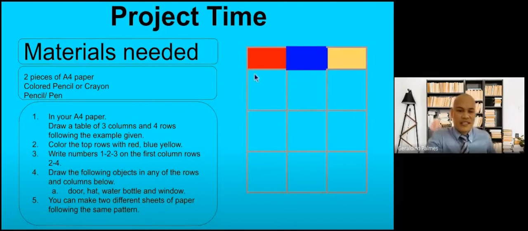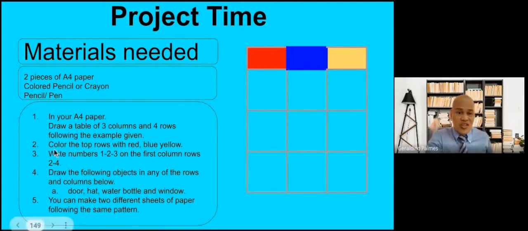This is number one. In your paper, draw a table. Okay? Three columns. 1, 2, 3. It should be equal side. And rows of 4. 4 rows. 1, 2, 3, 4. The top one right here should be a bit smaller than the rest. You see, this is smaller, and this is equal. 1, 2, 3, 4, 5, 6, 7, 8, 9. All 9 are equal, except for this one on the top.